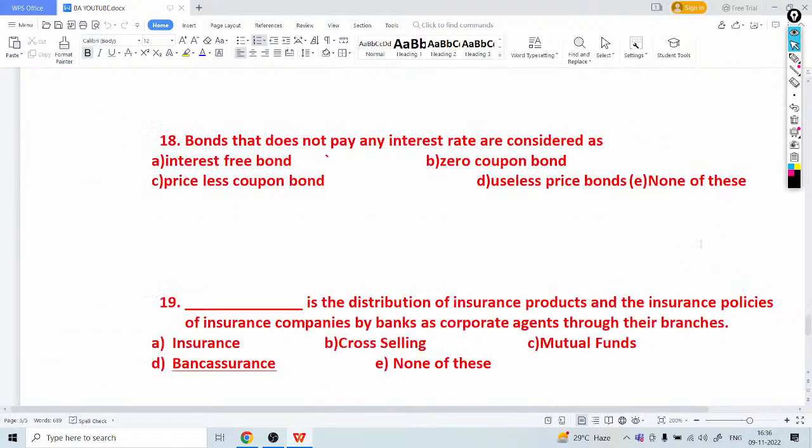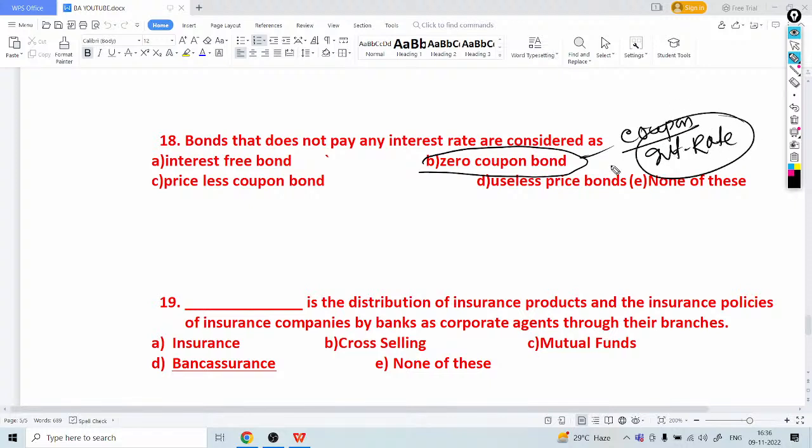Okay, a bond that doesn't pay any interest rate is considered as a zero coupon bond. Okay, coupon means interest rate. Where the interest rate is not paid, that bond is called a zero coupon bond. Okay, here the bond is issued at a discount.